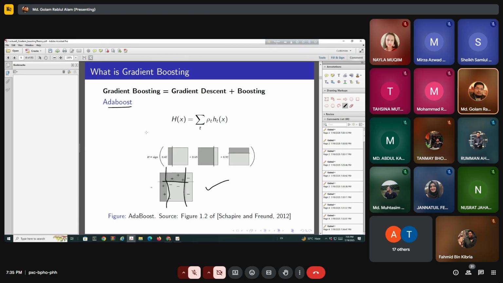So actually what we did here, this one is our H1, this one is our H2, and this one is our H3. And we can see here this is 0.42.